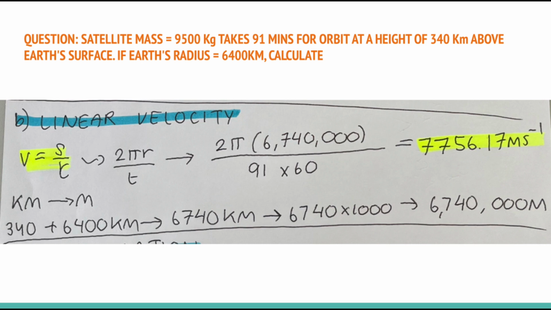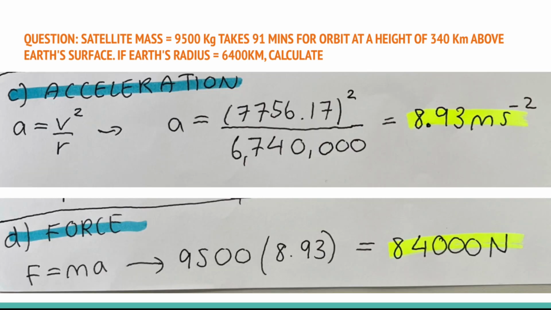And we want to convert this into meters, so we have to multiply it by 1,000 to equal this value here. You substitute this value in, and again, you have to convert the minutes into seconds, so 91 times 60, and then you get this answer, which is 7,756.17 meters per second. But you can adjust this answer to a specific number of significant figures depending on the question. So in this case, there are two significant figures, so the answer in this case would be 7,800 meters per second.